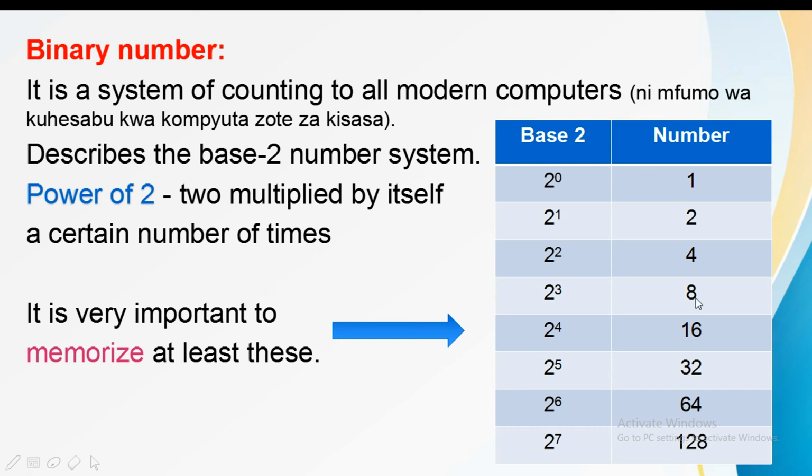These numbers are very, very important. These 1, 2, 4, 8, 16, 32, 64, 128. These numbers are very important. It is very important for you to memorize them. Uziimbe kama vile unavyoimba 1, 2, 3, 4, 5, 6, 7 hivyo. Uimbe 1, 2, 4, 8, 16, 32, 64, 128. So uziimbe kama wimbo. It is very important to know them so that you can understand how binary numbering system works.